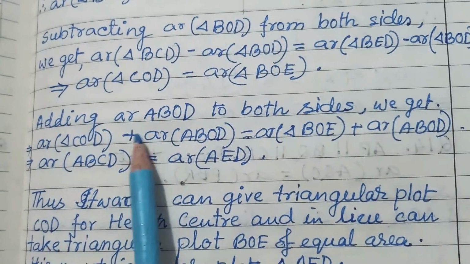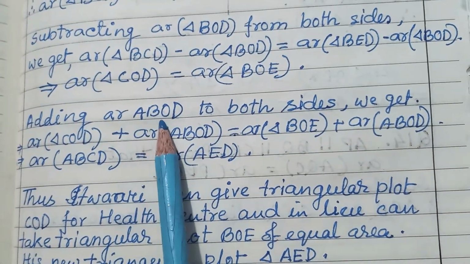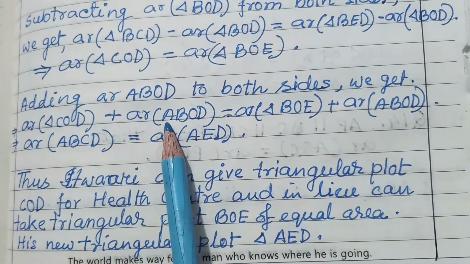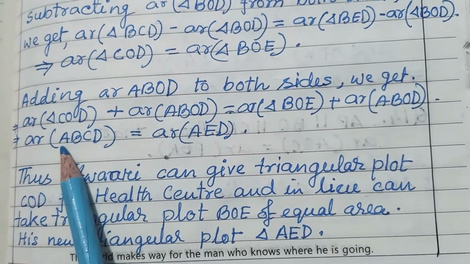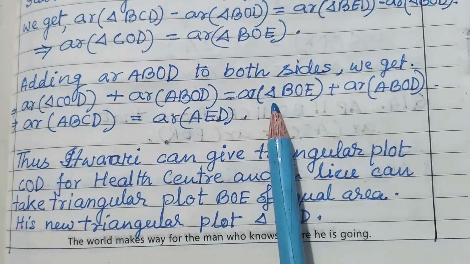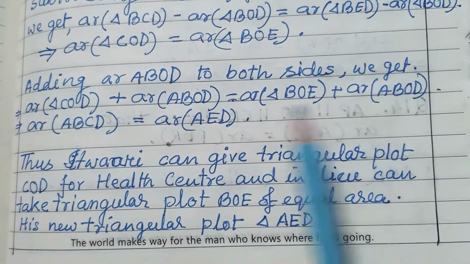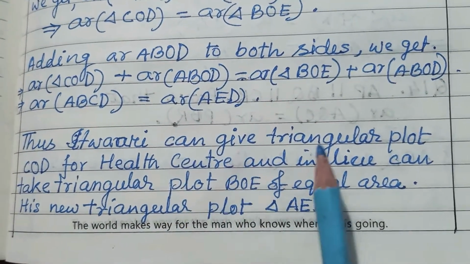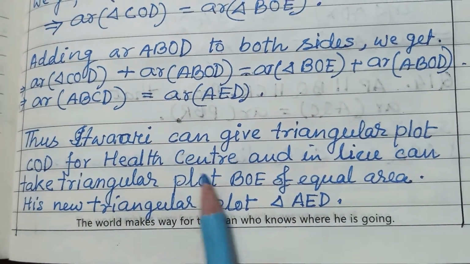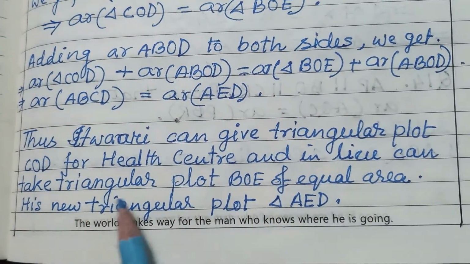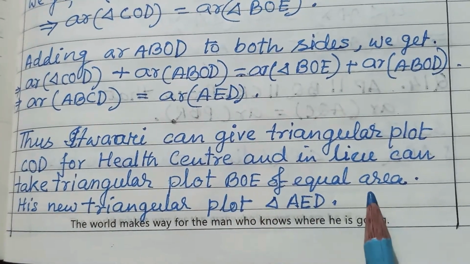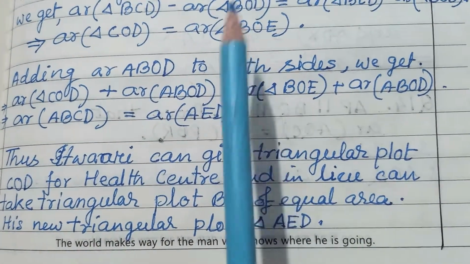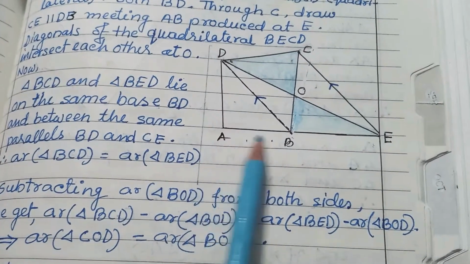Now, adding area of ABOD to both sides, we get area of COD plus area of ABOD together is area of ABCD. And on this side, area of BOE plus area of ABOD together is area of AED. Thus, Itwari can give triangular plot COD for the health center and in lieu can take triangular plot BOE of equal area. His new triangular plot is triangle AED. It is Itwari's new plot.